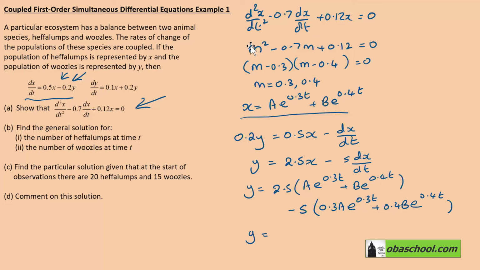So this one here, in terms of the a's, we've got 2.5a there, take away 1.5 there, so that's just going to be an a e to the 0.3t. And then here, we've got 2.5 of those, take away 2 of those, so that's going to be 0.5b e to the 0.4t.